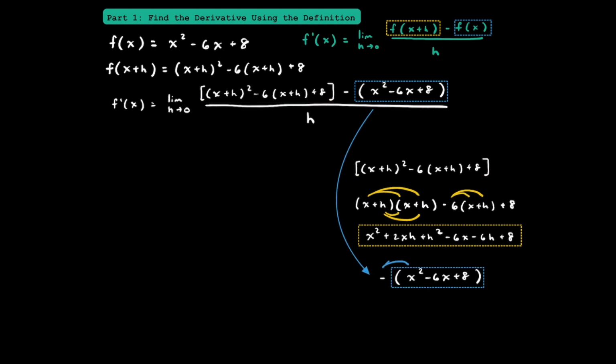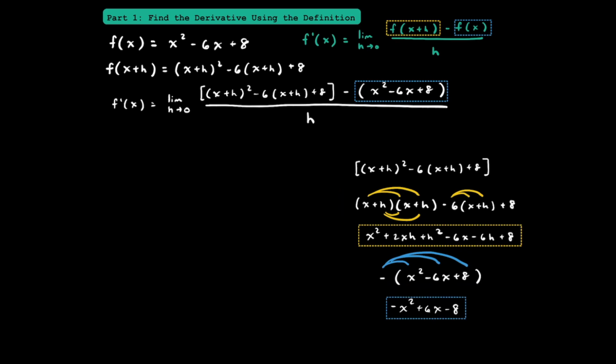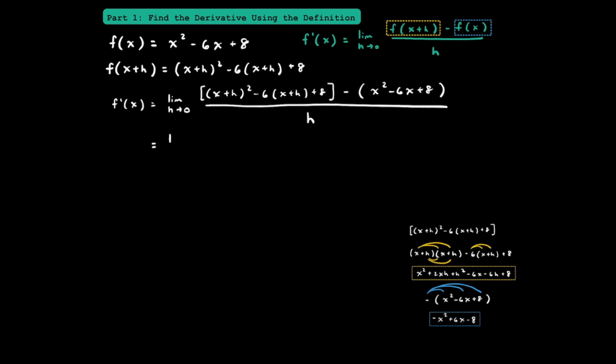Now let's simplify f of x by distributing this negative here. We're going to get negative x squared plus 6x minus 8. This is our simplified version of f of x. Substituting this back in, we're going to get the limit as h is approaching 0 of x squared plus 2xh plus h squared minus 6x minus 6h plus 8 minus x squared plus 6x minus 8. This whole thing is going to be over h still.